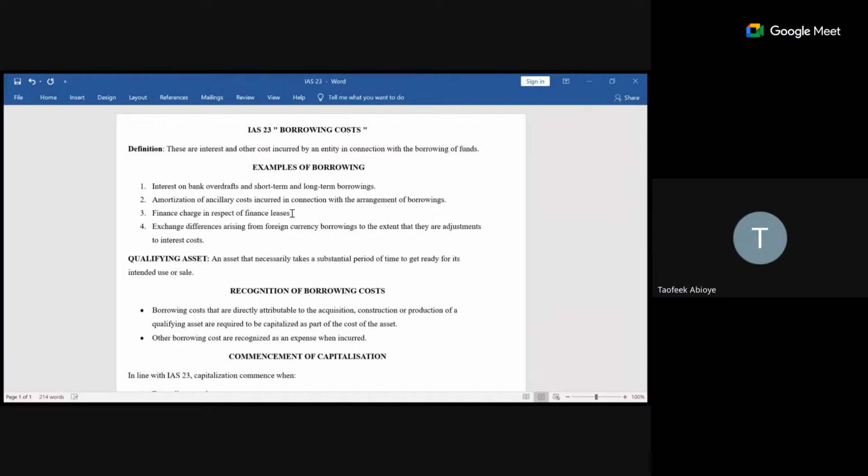Now, qualifying assets. This is where IAS 23 is going. IAS 23 defines a qualifying asset as an asset that necessarily takes a substantial period of time to get ready for use. That is, before you use it, it will take a substantial period of time to be ready. So my question is: does this machinery we are talking about qualify as a qualifying asset or not?